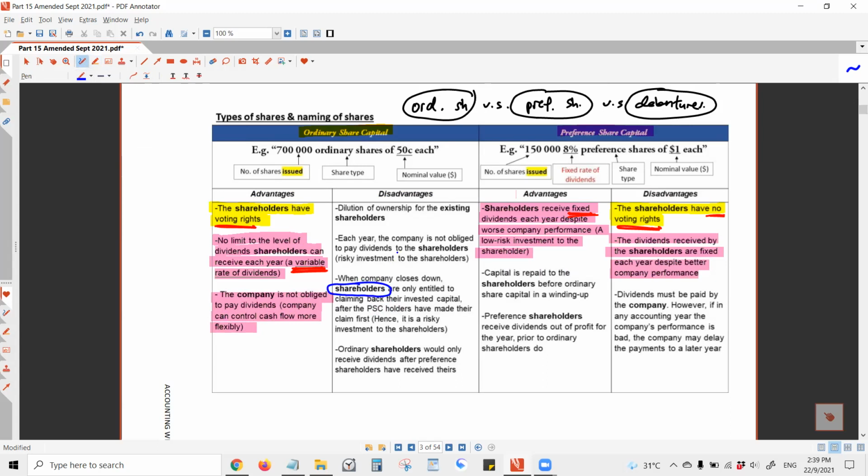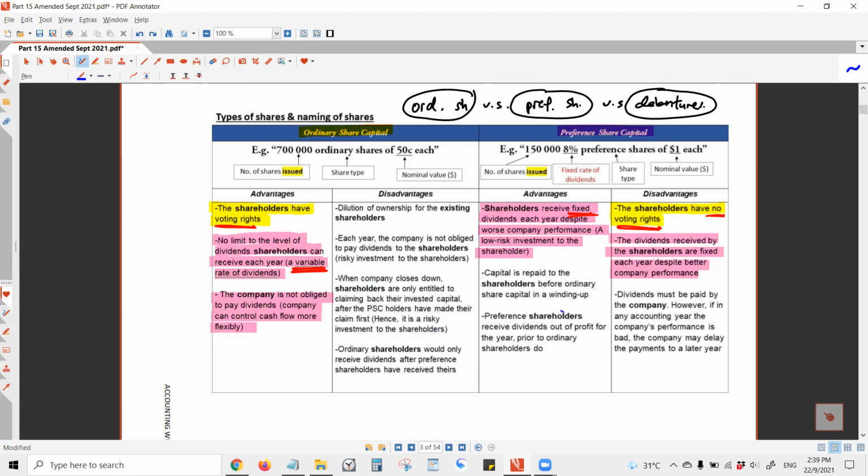It means that it is under the disadvantage column, right? It means that this entire paragraph is about a disadvantage to the shareholders. Okay, that's why I have bolded the word shareholder. And the same, that's how you interpret for all the sentences here.